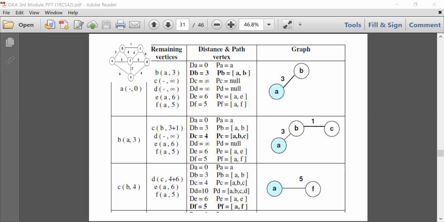Now, out of these, which will be the minimum distance I need to pick? Obviously, A to B with the distance 3 will be my minimum out of all these. That's why I will choose A to B with the distance 3. Now I will bring that one to the selected vertex, that is B, A comma 3. This one I will bring here. So the tricky part is now I have gone to B, which means I moved from A to B.